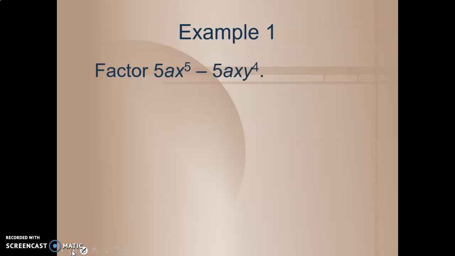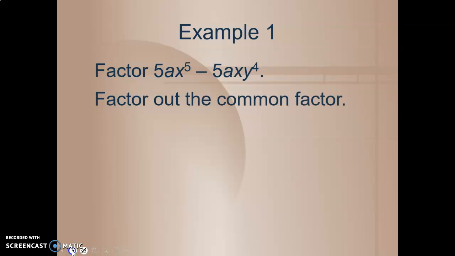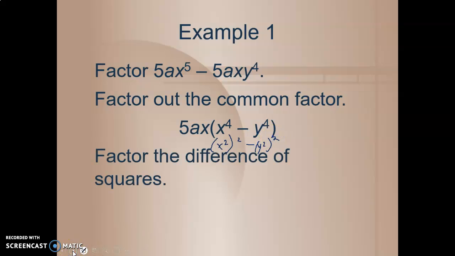So let's start by factoring 5ax to the 5th minus 5axy to the 4th. The first thing that we're going to do is factor out the greatest common factor, which is 5ax. That leaves us with x to the 4th minus y to the 4th. Now we're not done yet because we can still factor x to the 4th minus y to the 4th. That is a difference of squares. That's x squared squared minus y squared squared. So we can use our difference of squares pattern here to get x squared plus y squared and x squared minus y squared. Remember, when we factor a difference of squares, we create conjugates.